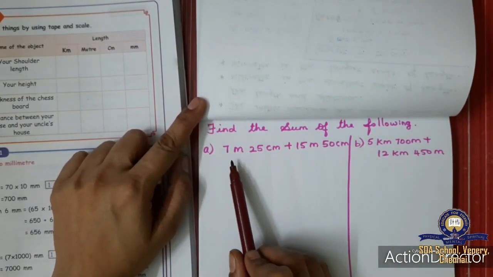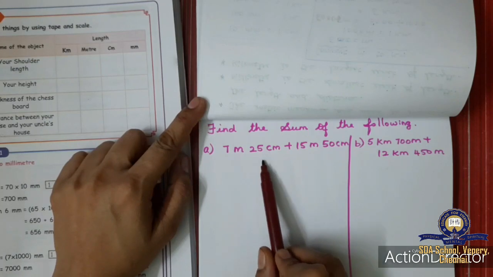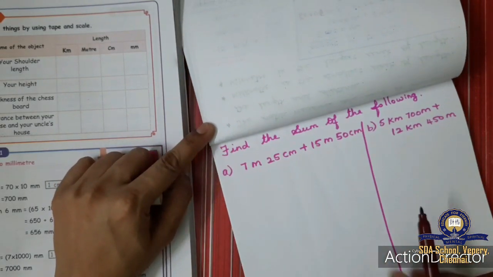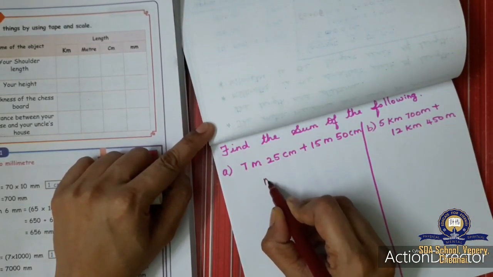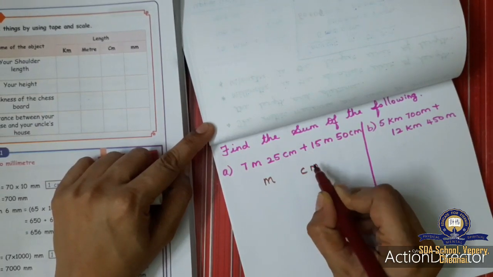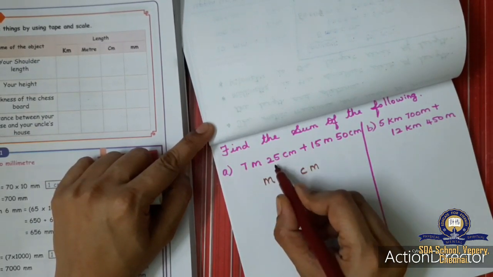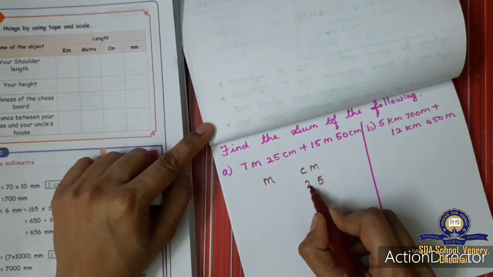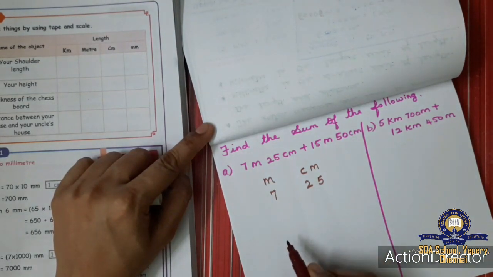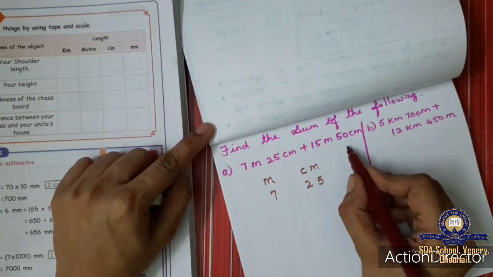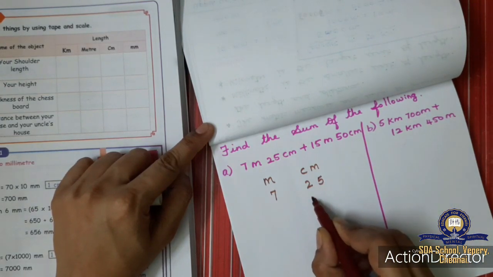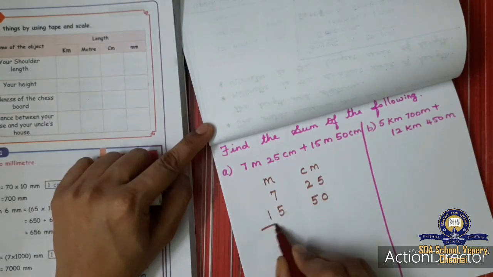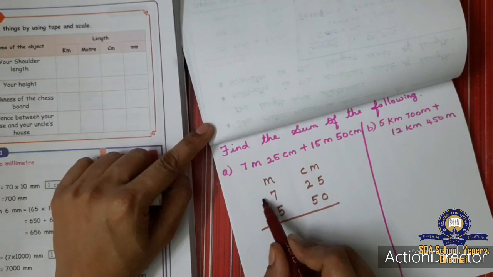First sum: 7 meter 25 centimeter plus 15 meter 50 centimeter. When we are adding, first we have to put the units, meter and centimeter. The first number I am writing from the last digit: 25 centimeter, 5, 2, and 7 meter. The next number is 15 meter 50 centimeter. This 50 centimeter I am writing first, and this 15 meter, 5, then 1. This is how we have to write. This place is empty.